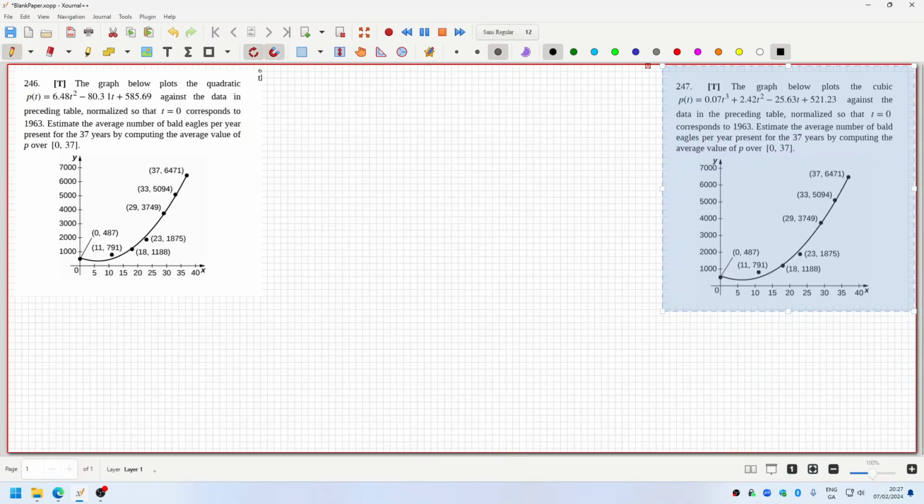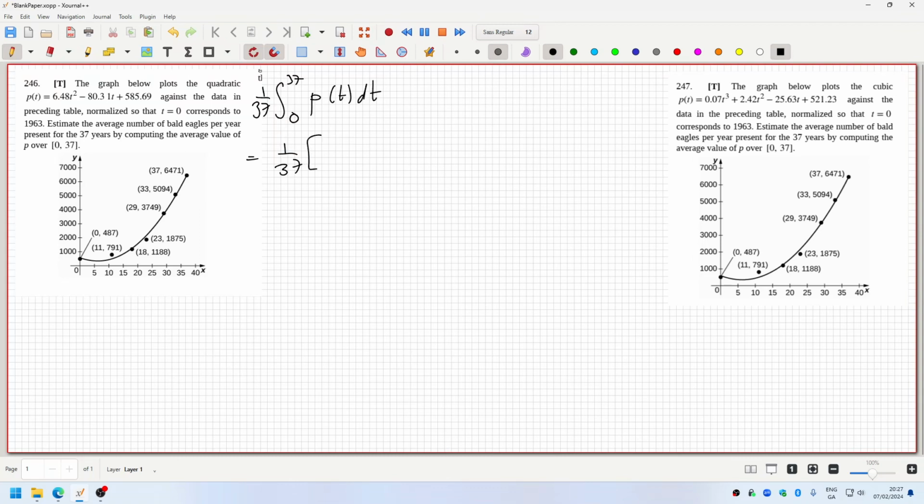The formula is to integrate from 0 to 37, 1 over 37 times the function p(t) dt. So that would be 1 over 37, and let's integrate. That's 6.48 t cubed over 3, minus 80.31 t squared over 2, plus 585.69 t, from 0 to 37. If we just sub in 37, because the zero doesn't matter since it's all going to be zero, let's see what we get.